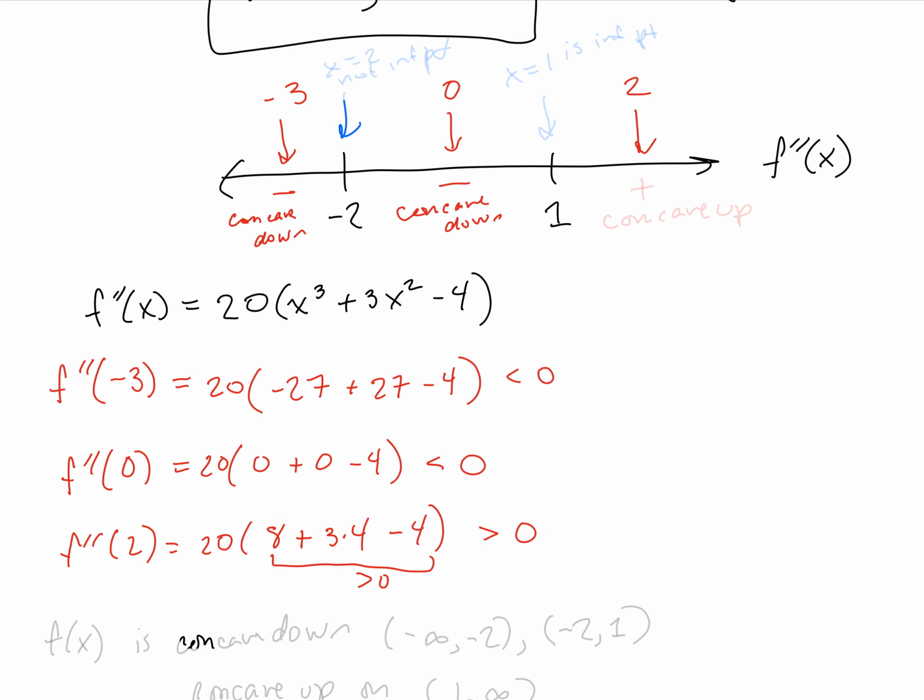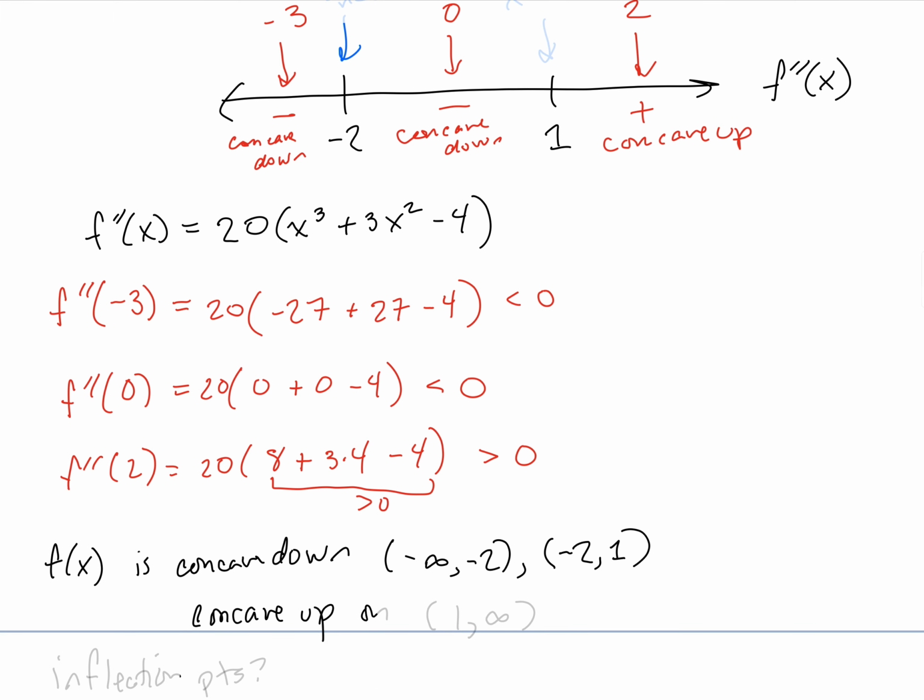So I don't care exactly what the value is. I just care that it's positive. So it's positive, and that means that it's concave up over this interval. So summarizing, we see that the original function f of x is concave down, where the second derivative is negative, so from negative infinity up to negative 2, as well as from negative 2 to positive 1. At negative 2, the second derivative is 0, so we'd say no concavity there. And it's concave up on the interval from 1 to infinity.